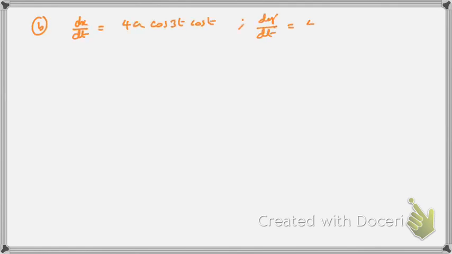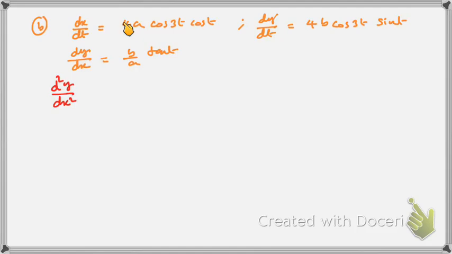So I'm going to copy my dx by dt, my dy by dt, and my dy by dx one more time. So I had this as my dx by dt, I had this as my dy by dt, and I found dy by dx, which is b by a tan t. And don't take the specific value which we found when t is equal to pi by 4. No, we are working on d square y by dx square.